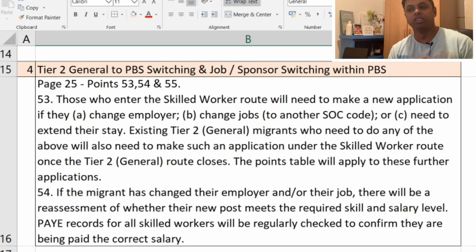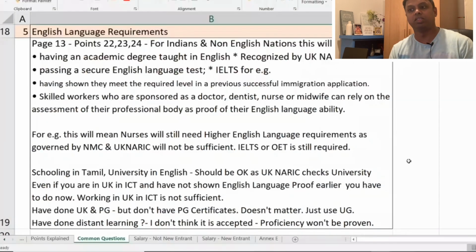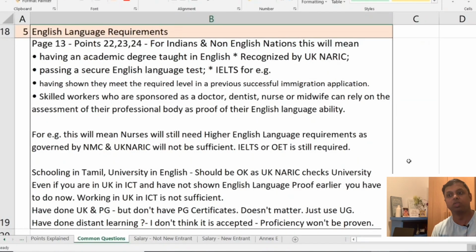English language requirements, a lot of people had asked, what is the criteria? So they have actually laid out 3 criteria, 3 ways in which you can get the English language requirement satisfied. This is mandatory. So especially for Indians and for non-English nations, right? So the 2 main criteria. The third one is basically redundant criteria.